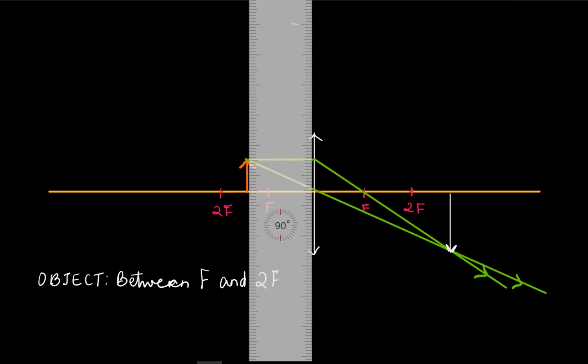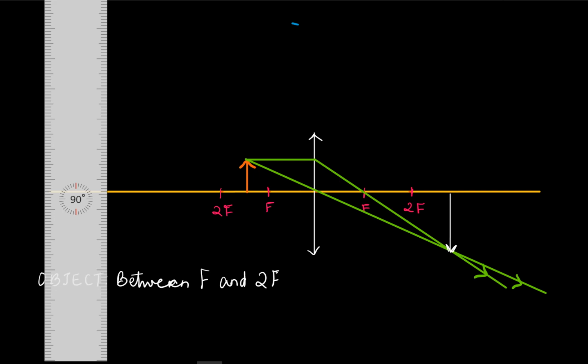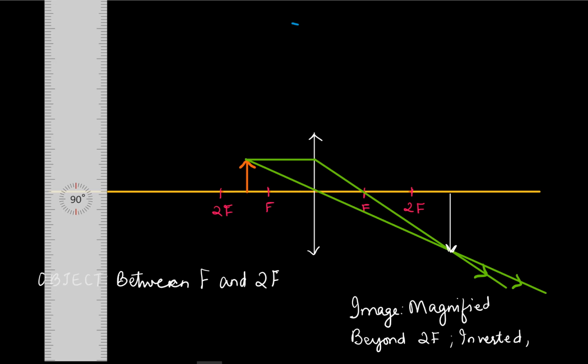So now let's describe the image. Well, as you can see, the image is larger in size, so it is magnified. Where is it positioned? It is beyond 2F, and it is again inverted because the arrow is pointing downward, and it is also real because it is formed by rays of light actually cutting each other.